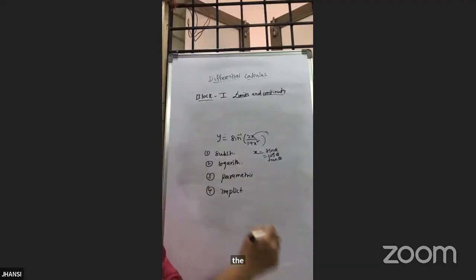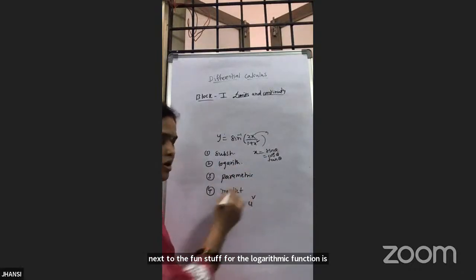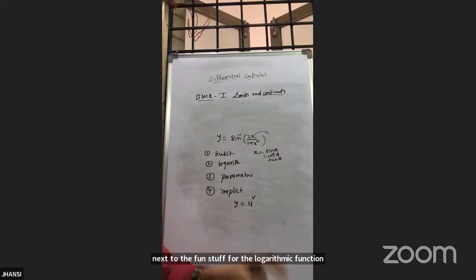Next, the concept for the logarithmic function is, whenever you have a function y equals u to the power of v, here y equals u to the power of v.